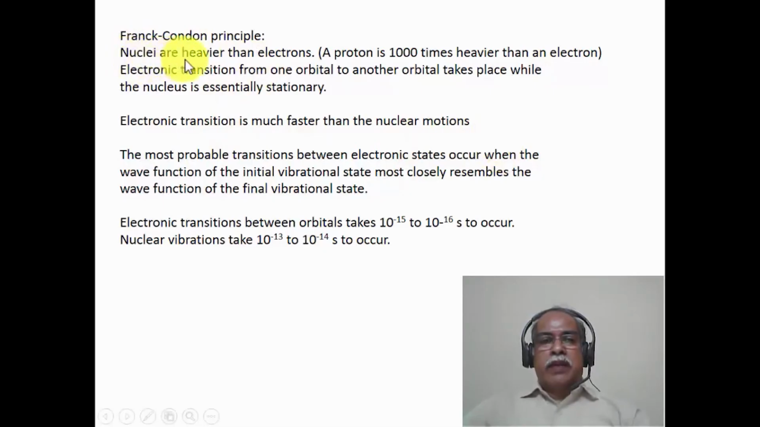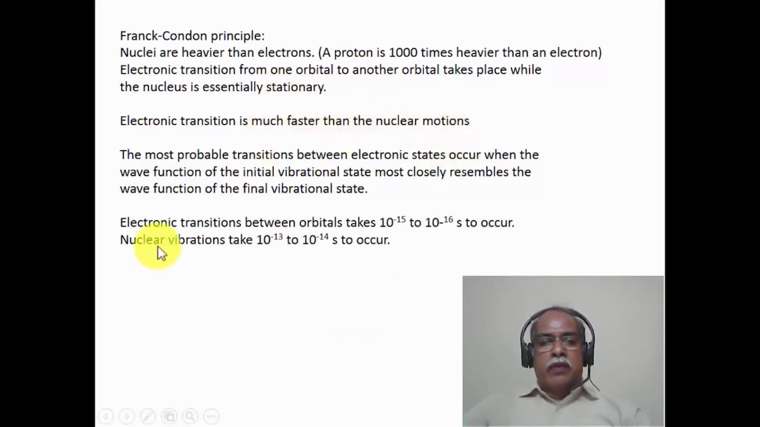Now, the nuclei are heavier than electrons. A proton is about 1000 times heavier than the electron. So, the electronic transition from one orbital to another orbital takes place quickly, when the nucleus is essentially stationary. In other words, there is no internuclear distance change during the electronic transition. The electronic transition is essentially much faster than the nuclear motion.